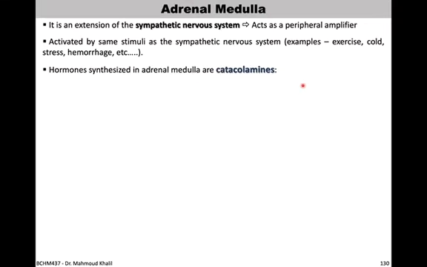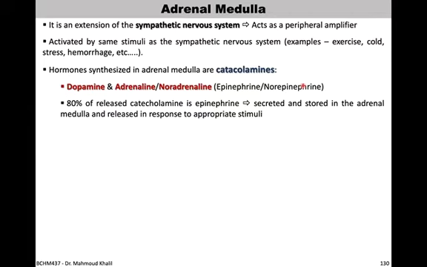So the hormones synthesized in the adrenal medulla, as we said, are called catecholamines: dopamine, adrenaline and noradrenaline, which can also be named epinephrine and norepinephrine. 80% of the released catecholamine is epinephrine. So epinephrine is the major hormone that is secreted and stored in the adrenal medulla and released into the circulation when the body needs it. So it needs to be ready for use.